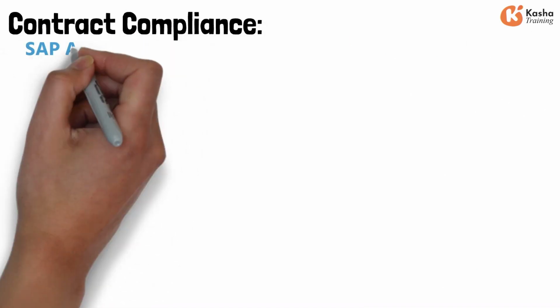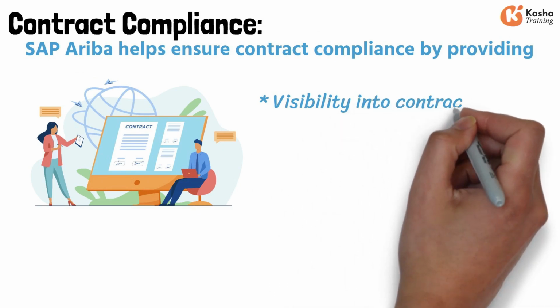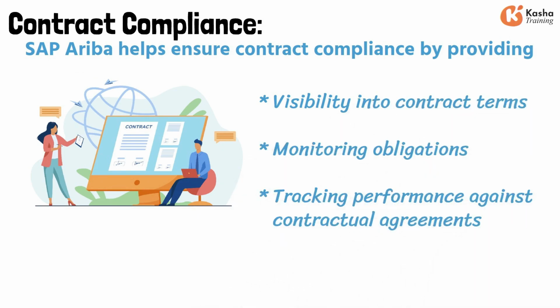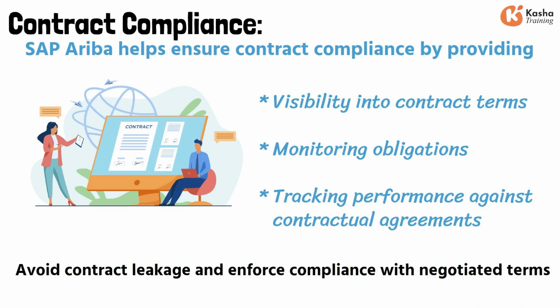Contract compliance. SAP Ariba helps ensure contract compliance by providing visibility into contract terms, monitoring obligations, and tracking performance against contractual agreements. It helps organizations avoid contract leakage and enforce compliance with negotiated terms.